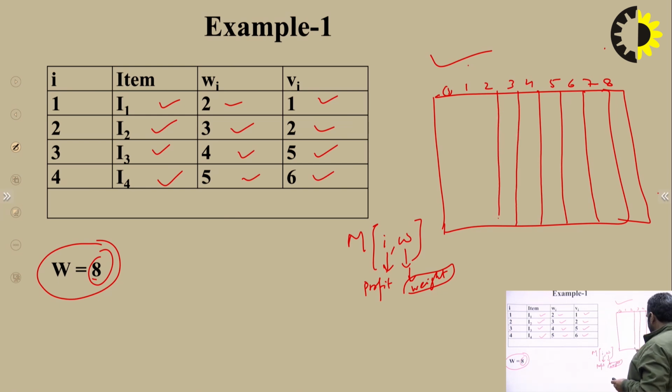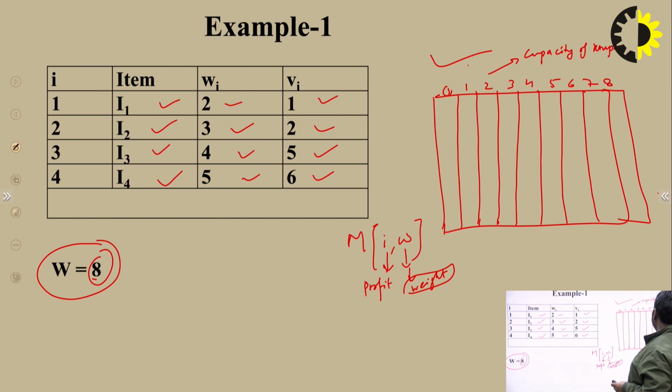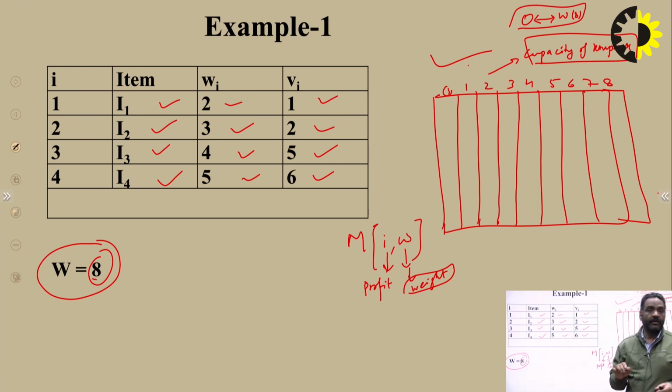These are the capacity of the knapsack, ranging from 0 to the maximum capacity, that is 8. W is 8. So we are creating 9 columns in this particular problem.